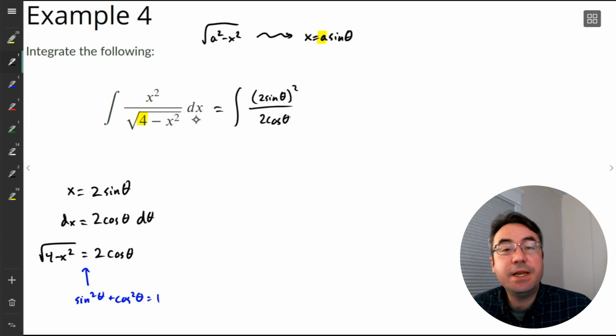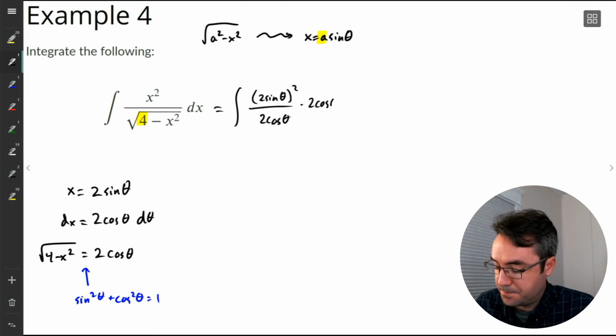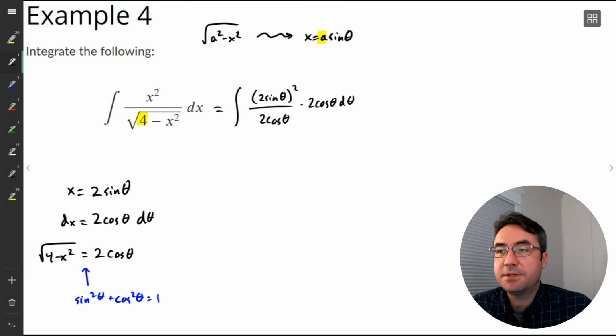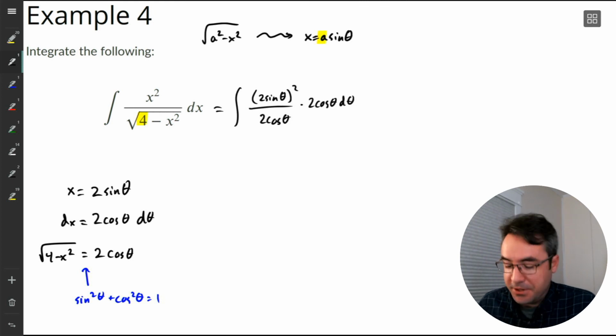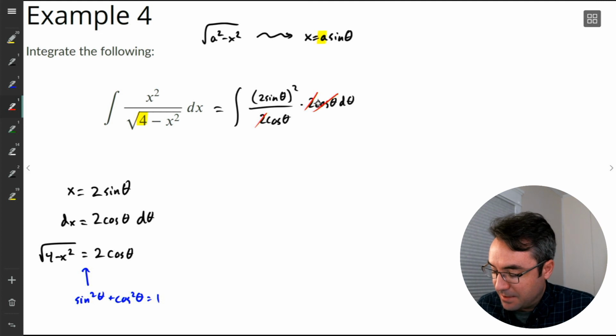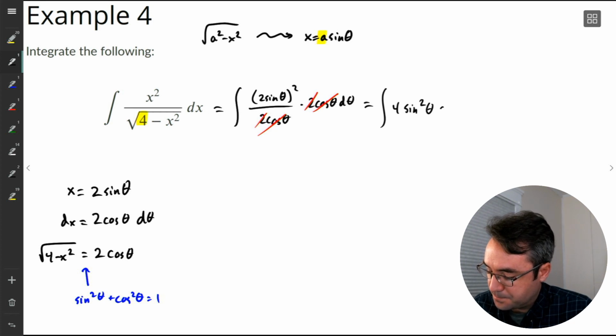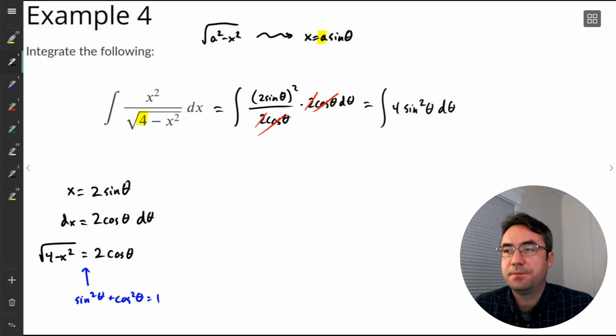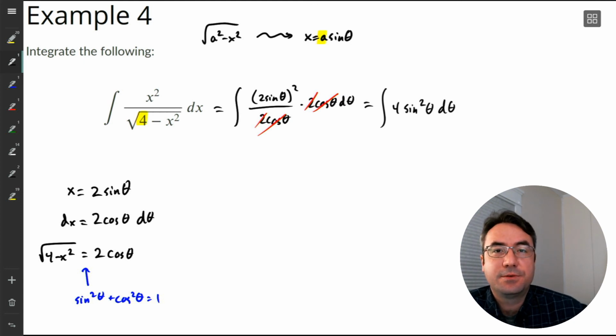And then our dx, we need to convert that as well. So that's just going to become 2 cosine theta d theta. And we've got a little bit of simplifying we can do. So this is the fun part. Get out the red pen and we can cancel off some 2's. We can cancel off some cosines. And when the dust settles, we end up with the integral of 4 sine squared. And there we go. Nice, simple trig integral to do now.